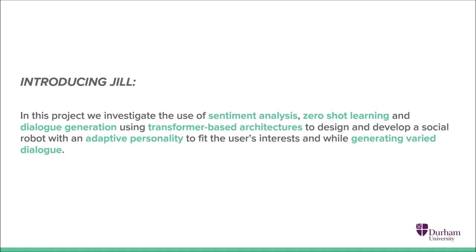So to address this, I developed Jill, a conversational AI that runs on the physical Furhat robot that uses the techniques of sentiment analysis, zero-shot learning, and dialogue generation on transformer-based architectures to create a conversational partner that can adapt its personality in the direction of the user's own, so that they may appear amicable and interesting to a human partner.